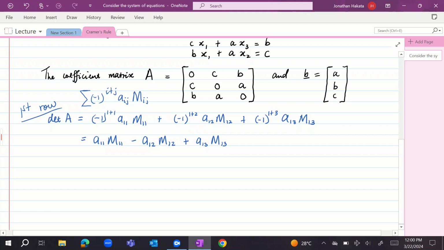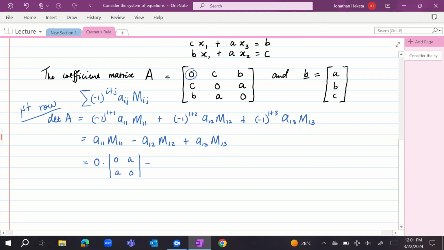So let's go ahead and try to plug in our values. What is a11? a11 is 0, it's this position. So 0 multiplied by M11. If I close the entire first row and the first column, I'll remain with the determinant of the matrix with rows 0, a, and 0 like that.